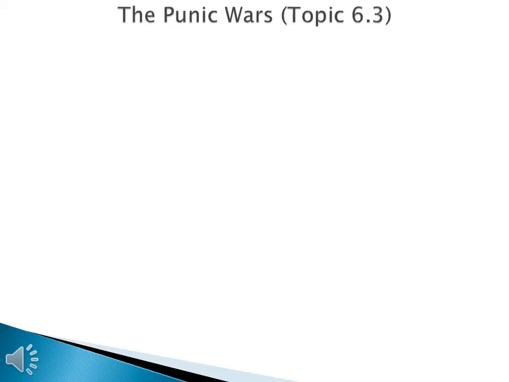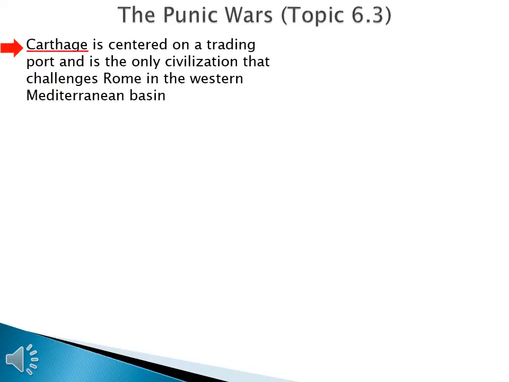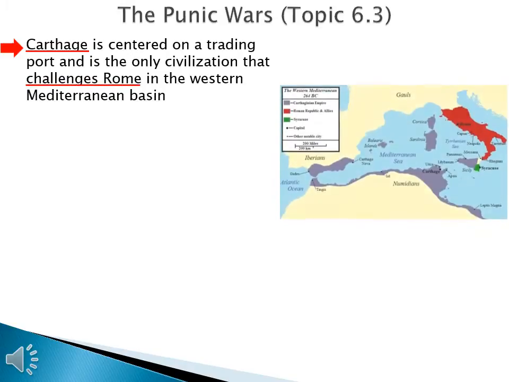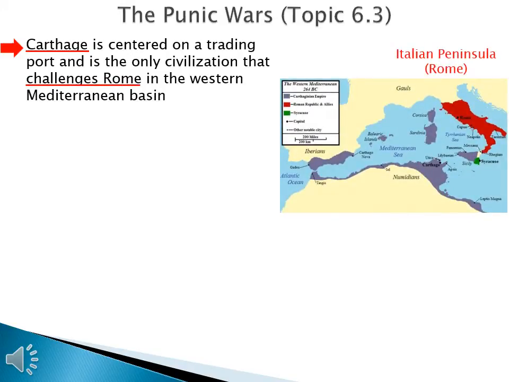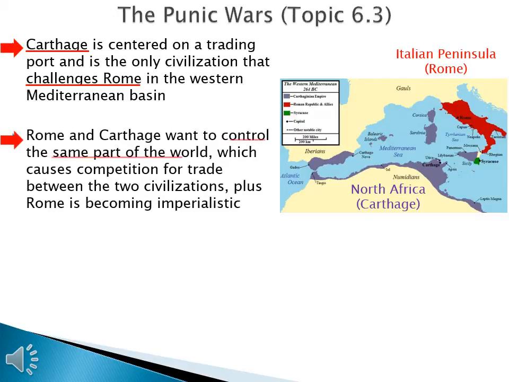We then learned how Rome is different than the other civilizations we studied before it by looking at the Punic Wars, topic 6.3, and we learned that Carthage is centered on a trading port and is the only civilization that challenges Rome in the western Mediterranean basin. So, on the Italian peninsula we have Rome in the red, and in North Africa we have Carthage in the purple. Why do these two civilizations go after each other? Well, Rome and Carthage want to control the same part of the world, which causes competition for trade between the two civilizations. Plus Rome is becoming imperialistic. This is the rise of the land of the macho guys.